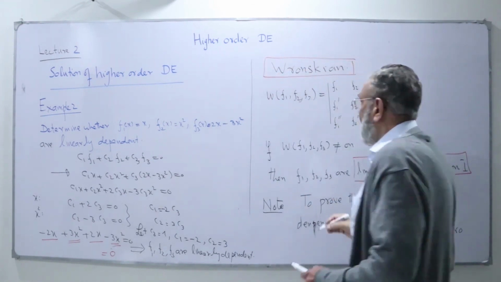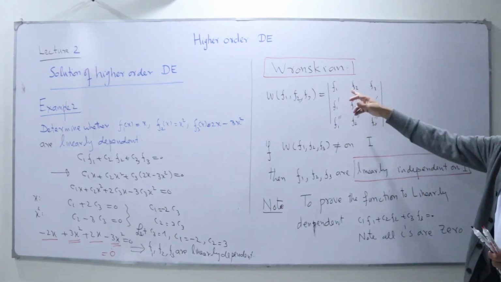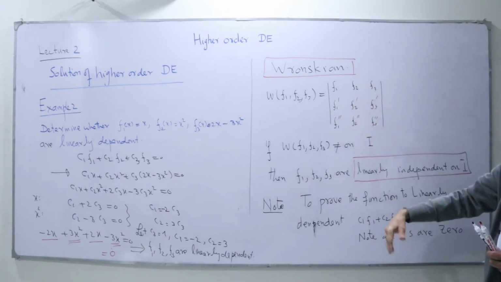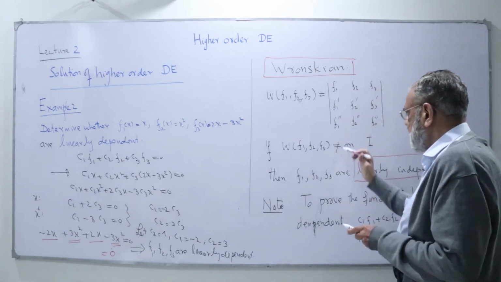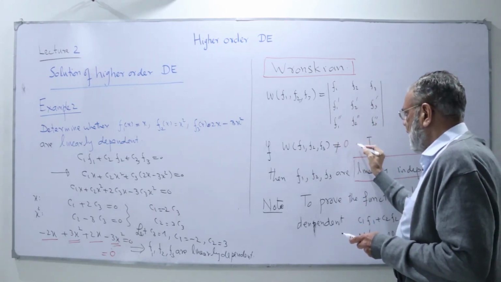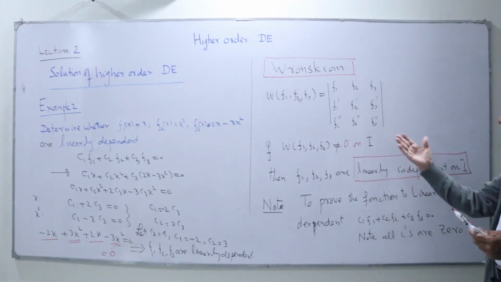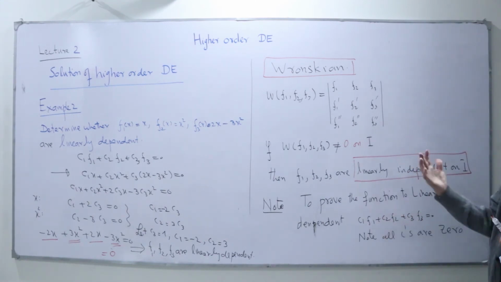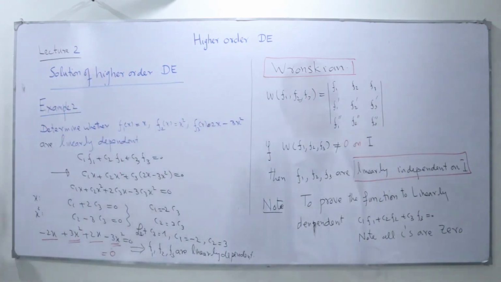We take the Wronskian of the functions. The Wronskian of the functions is the determinant of f1, f2, f3, then first derivative and second derivative. Then calculate the determinant and check if it's not equal to 0 on the interval I, then we say that they are linearly independent. If this is 0, then we go to the old definition to prove that they are linearly dependent. So that's the thing you have to note. I'll explain this with the help of an example.